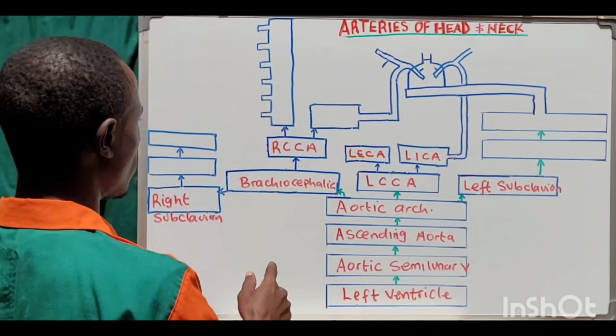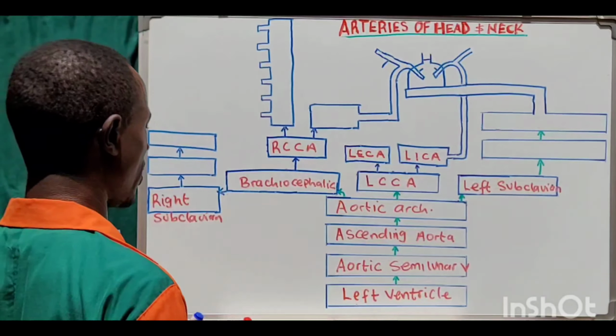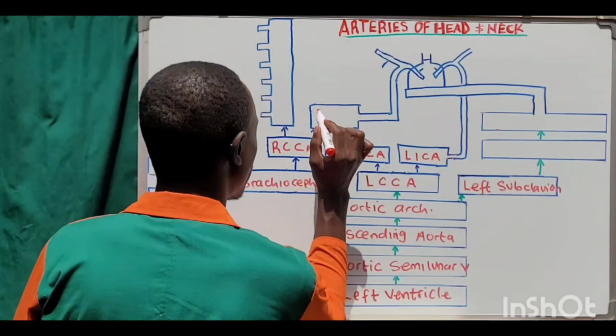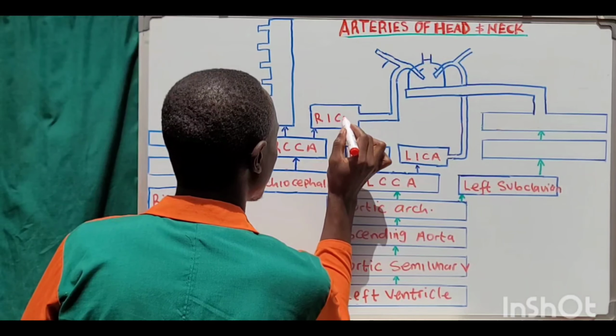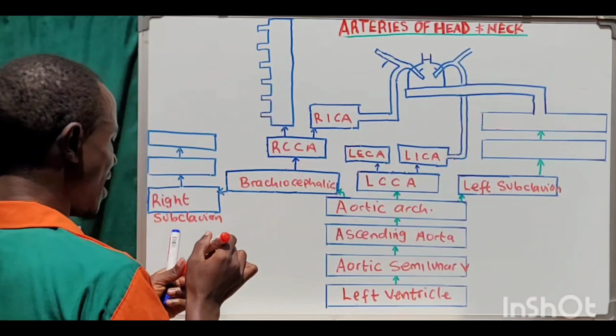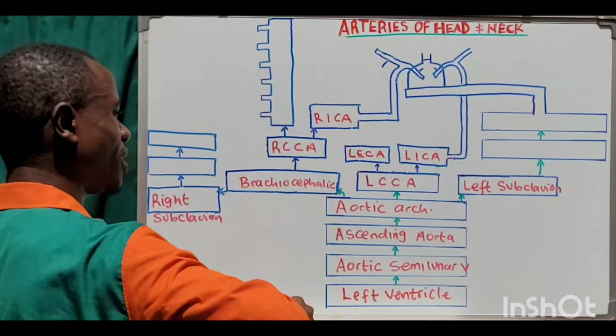When we come to the right common carotid artery, it also gives off two main branches. The first one is the right internal carotid artery, and then another one is the right external carotid artery.